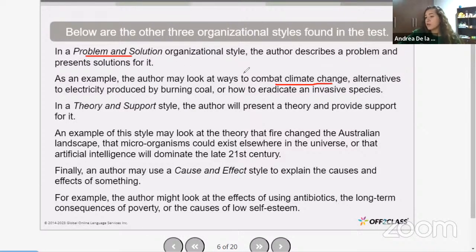Cause and effect is another very common one. You also have theory and support. So the author, the professor, presents a theory, and then starts giving evidence or support for the theory. Then you also have cause and effect, as I was telling you. So the causes and the effects of something, maybe the effects of using antibiotics, the consequences of poverty, the causes of low self-esteem. So you have cause and effect as another big organization.